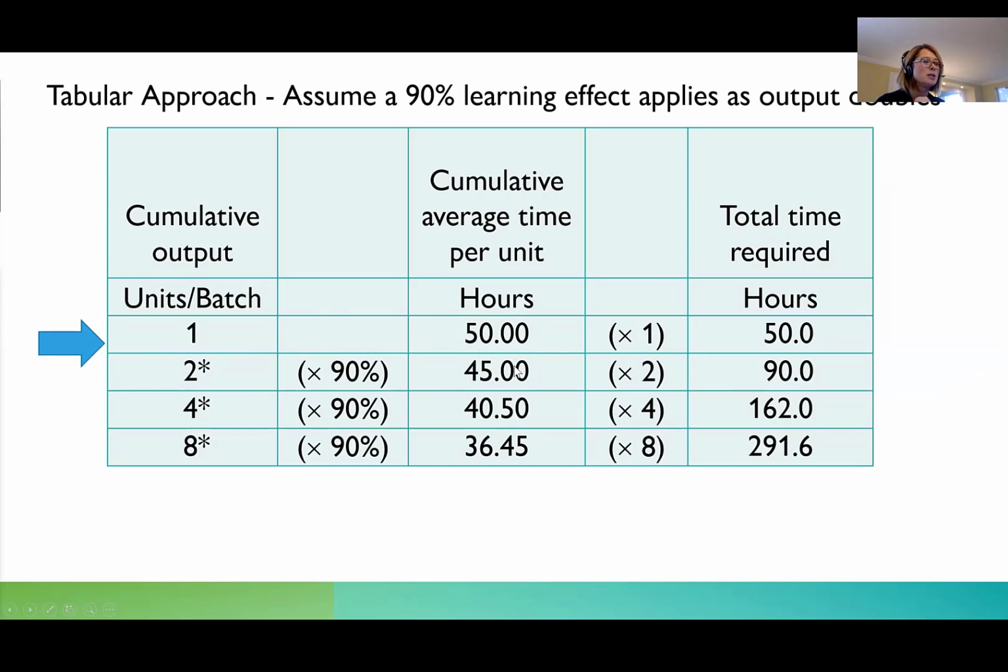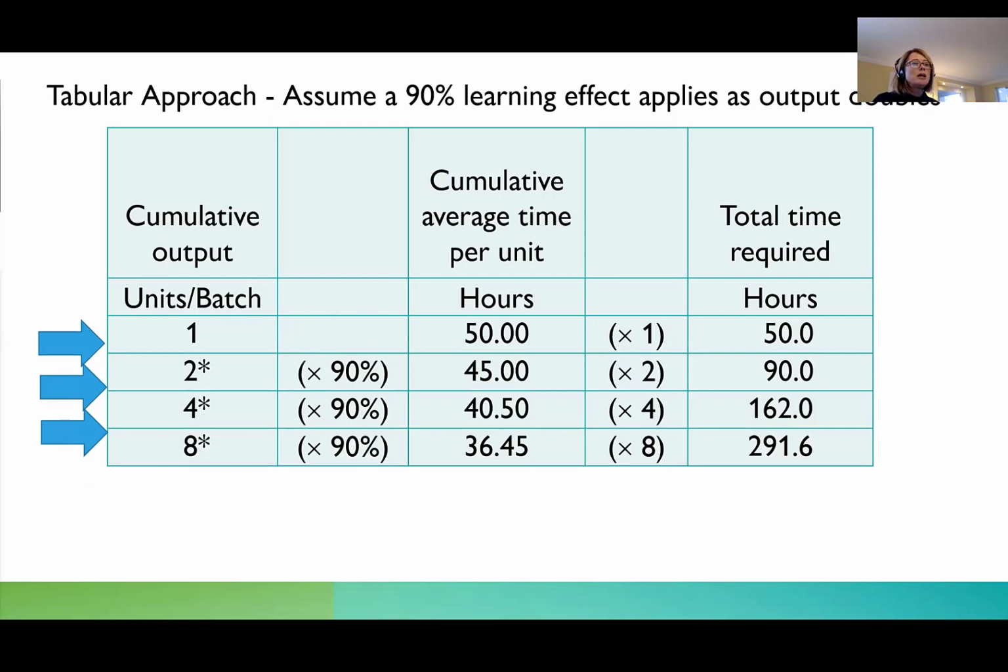So pop that into your calculator. 90% of 50 is 45. So 2 batches are going to take 90 hours, whereas 1 batch took 50. And that's because of a learning rate of 90%. As we then double again, the learning rate can be applied again by 90%. So 90% of 45 is now 40.5. So the 4 batches now take 162 hours. And then we learn again by doubling 4 to 8. So we now have 3 learning periods, 3 growth periods effectively. And we've fallen now to 36.45.